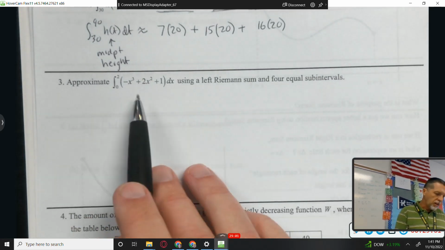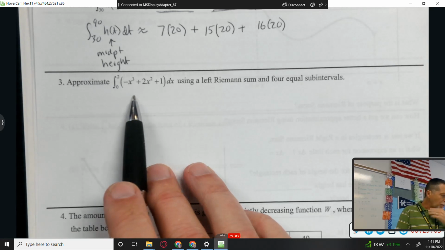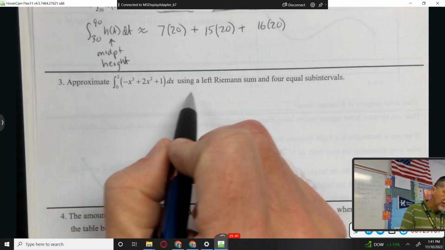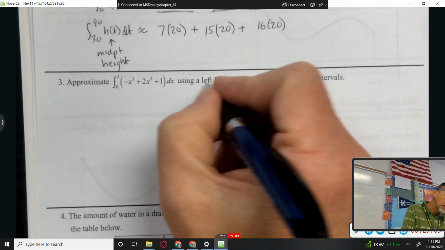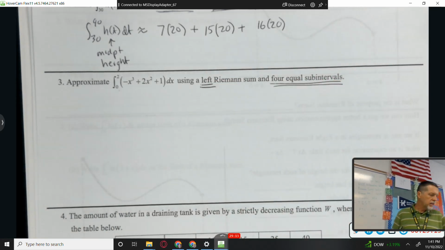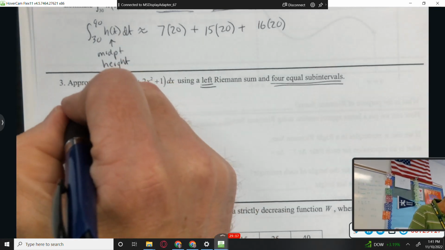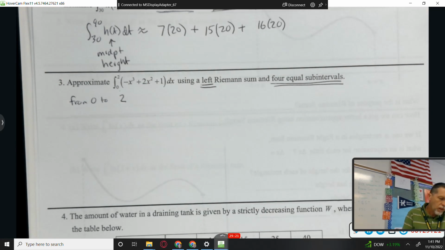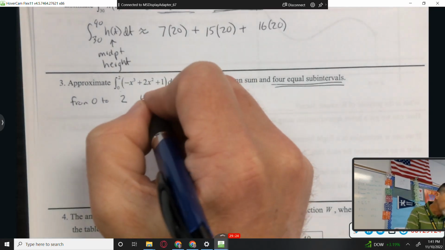All right, number 3. Approximate the integral from 0 to 2 of all of that using a left Riemann sum, 4 subintervals. Okay, so from 0 to 2. And I want 4 subintervals.